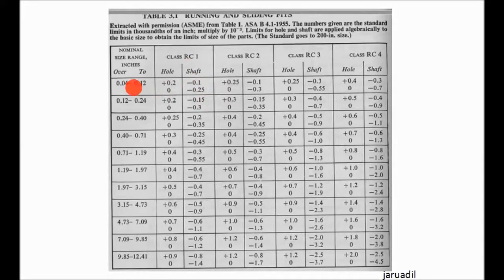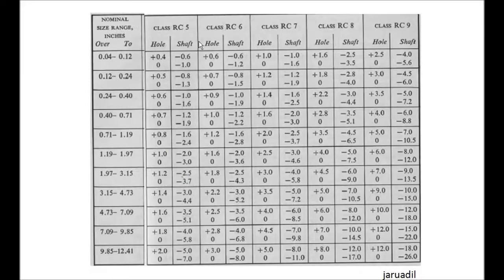Kung RC1 ka, at nandito yung bracket mo. Kung sa 1 inch ka, nandito naman. So, ito yung plus or minus na inalagay sa hole and shaft. So, ito yung continuation. RC5, RC6, 7, 8, and 9. So, makikita mo pa rin dito yung range ng shaft ng dimension, hanggang 12.41 inch. So, makikita mo dito yung mga tolerances niya. Plus 8, 0. Minus 12, minus 17.